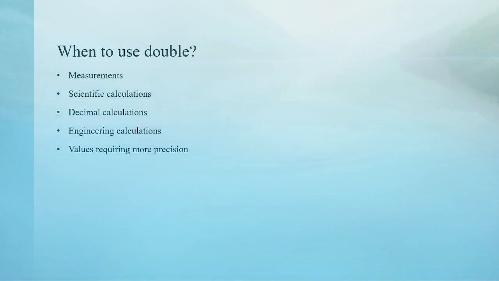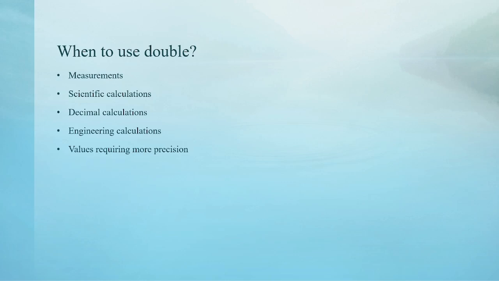When to use a double? We generally use double when we need decimal numbers and more precision than a float can provide. For example, measurements, scientific calculations, engineering calculations, and many general purpose decimal calculations. Important: for money or financial calculations where exact decimal arithmetic is required, don't rely on float or double. Java's BigDecimal is usually the appropriate choice.